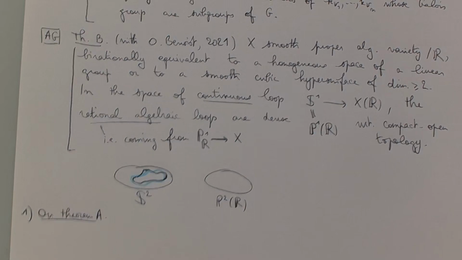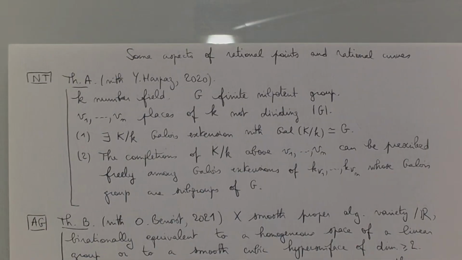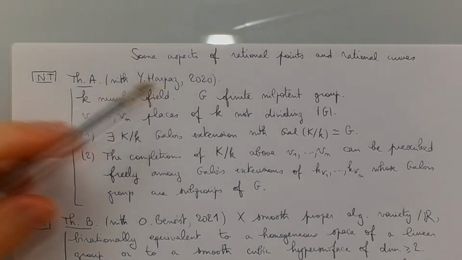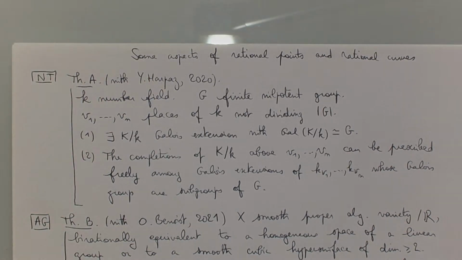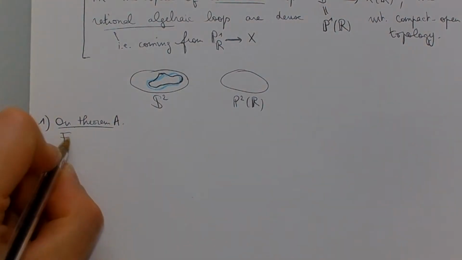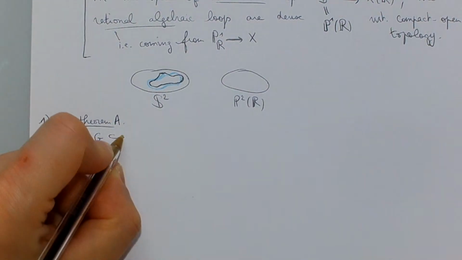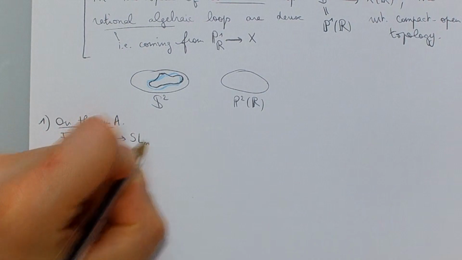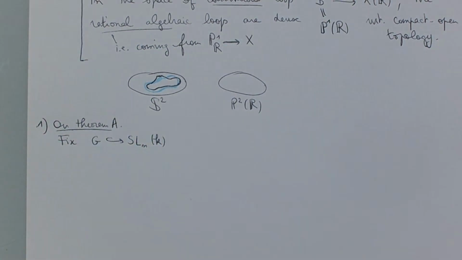So, sorry, the statement is here. We have this number field K and this group G. We're trying to construct extensions of K with group G. So the first step is to embed G into SL_n of K. You fix some embedding of G in SL_n of K for some n. And this you can always do. You can always make the symmetric group act by permuting the canonical basis. So for n large enough, this works.